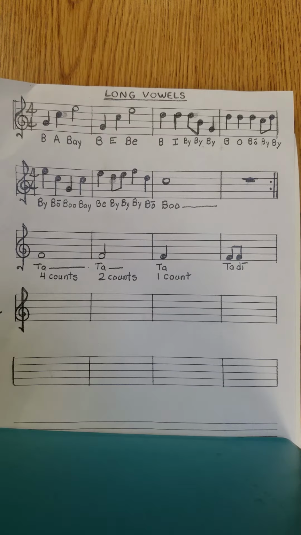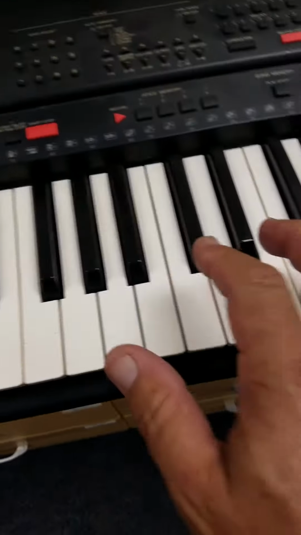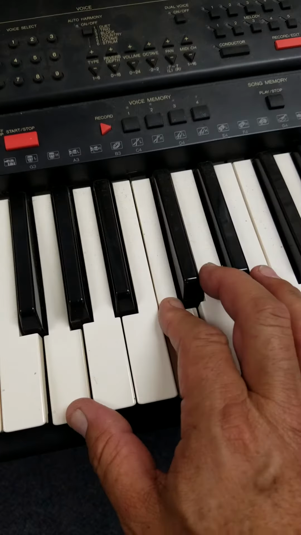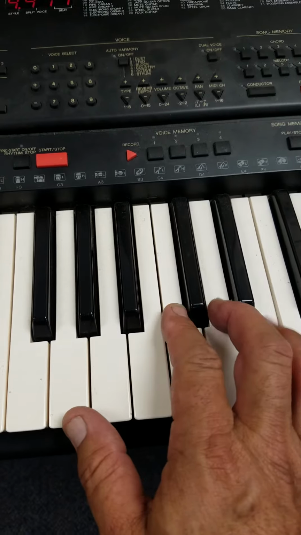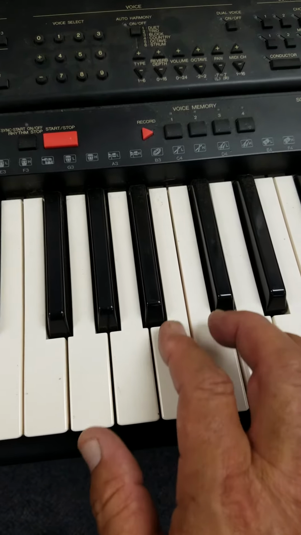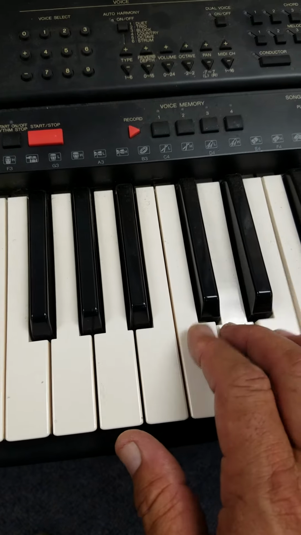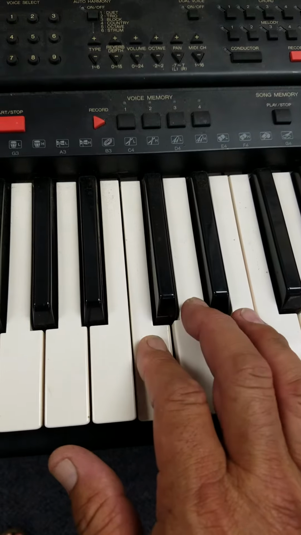Good. Now listen to it as I sing it. In fact, I'm going to sing and play. To make it easier for me to play, I'm going to come over here and start on G. Here we go. My turn. B a bay, b e b, b i bye bye bye, b o bo bye bye bye, bo boo baby bye bye bye bo boo.